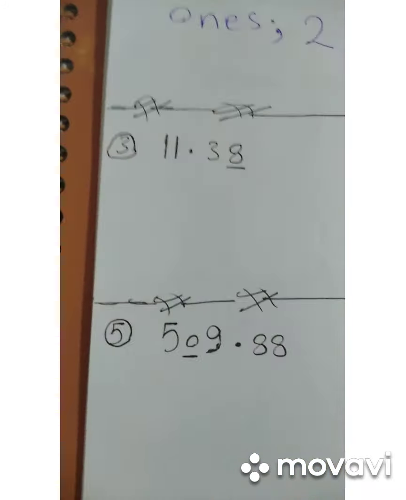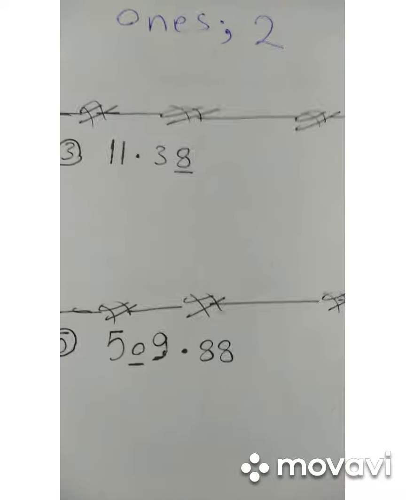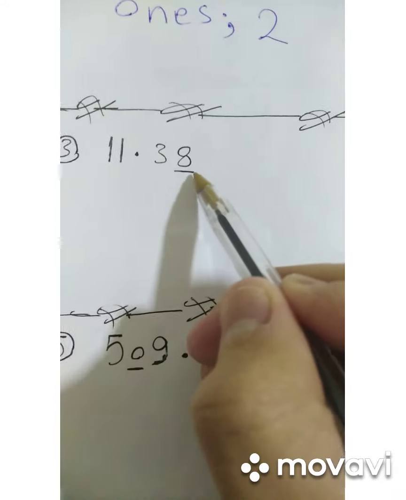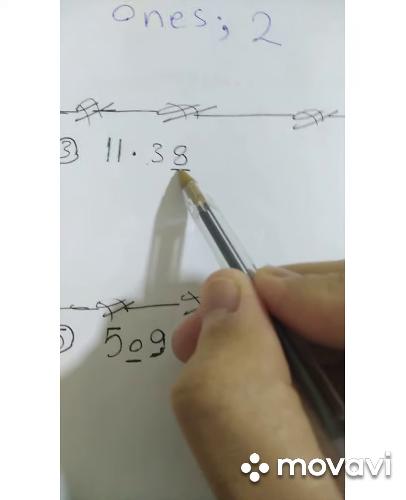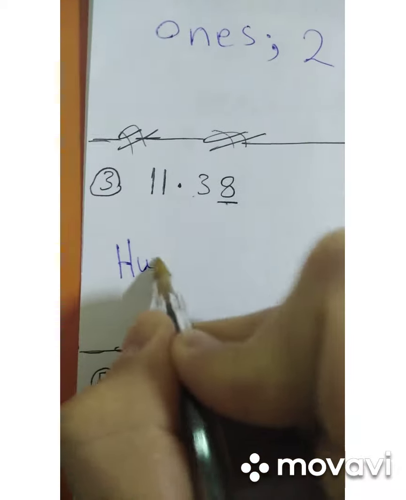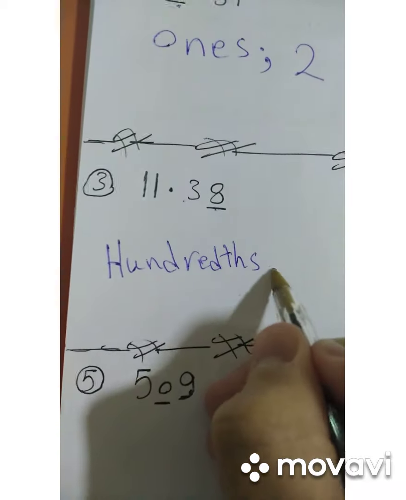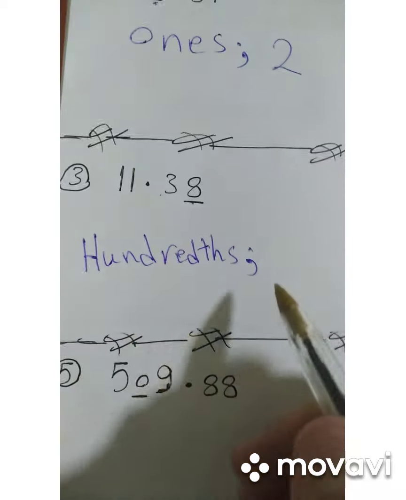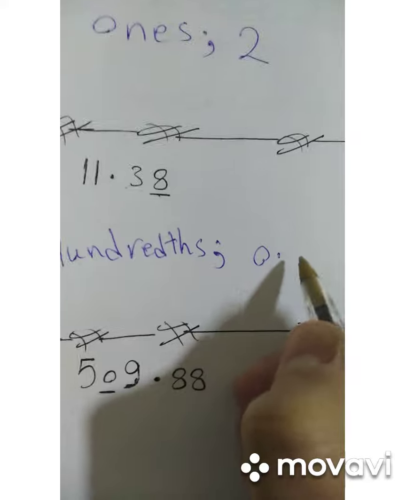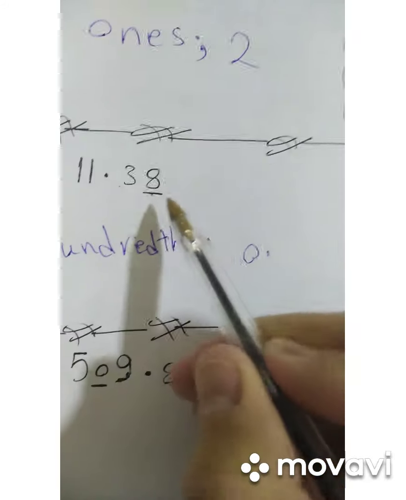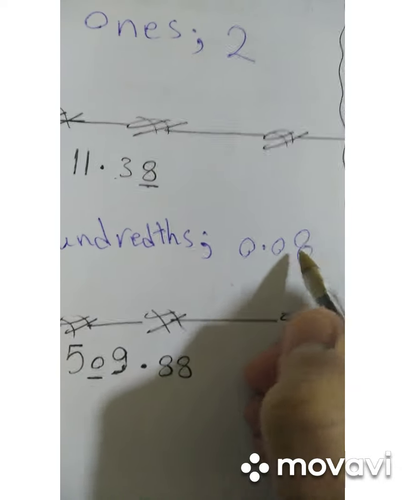Number 3: 11 and 38 hundredths. The underlined digit now is 8. What is the name of this place? Hundredths. And what is the value of 8 in hundredths? It equals 8 hundredths. Can we write 8 hundredths as 0.8? No. 0.8 means 8 tenths, but we want to write 8 hundredths. So we need two places after the decimal: 0.08.